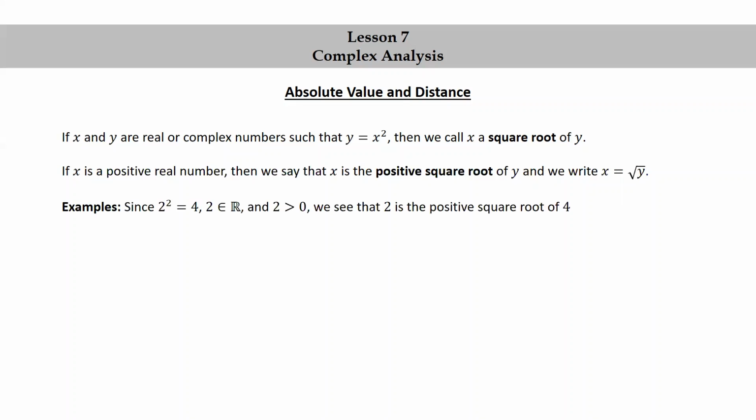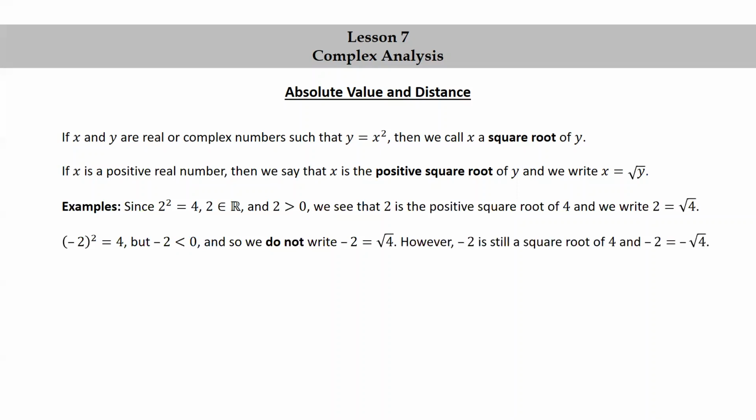Examples. Since 2 squared is equal to 4, 2 is a real number, and 2 is greater than 0, we see that 2 is a positive square root of 4, and we write 2 equals the positive square root of 4. The square of negative 2 is equal to 4, but negative 2 is less than 0, and so we do not write negative 2 equals the positive square root of 4. However, negative 2 is still a square root of 4, and negative 2 is equal to the negative of the positive square root of 4.